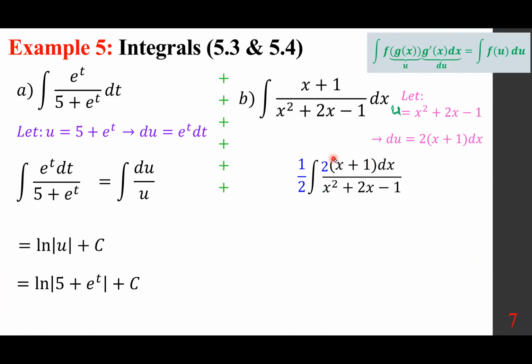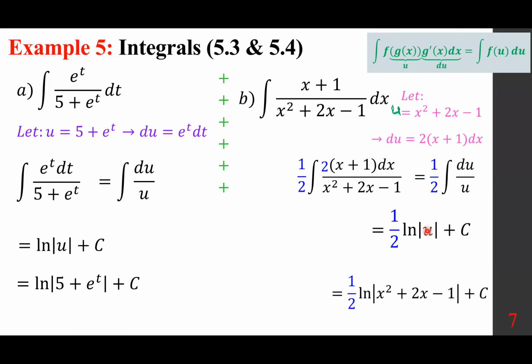We can only do this with numbers. Remember, the product must be 1. It becomes 1/2 the integral of du over u, which is a natural log. And replace the u. We are done, and keep the absolute value because the expression can be positive or negative.